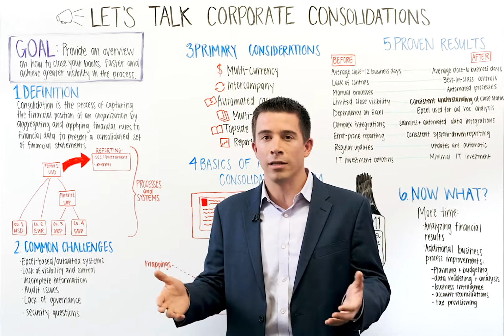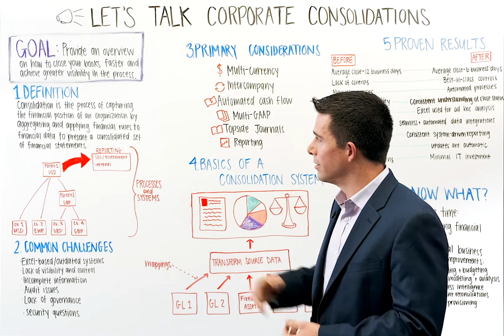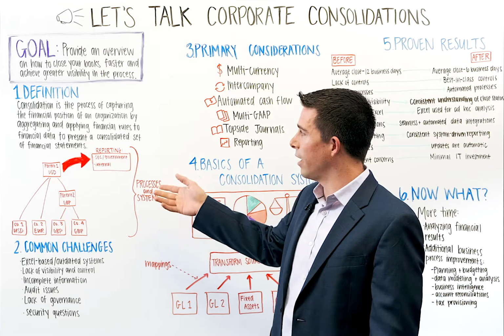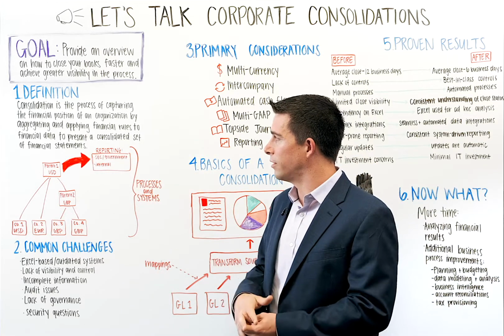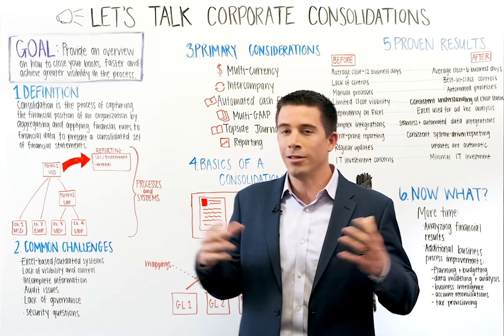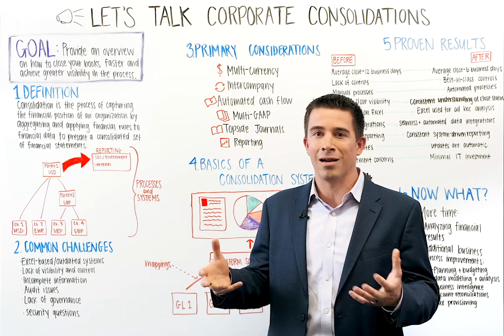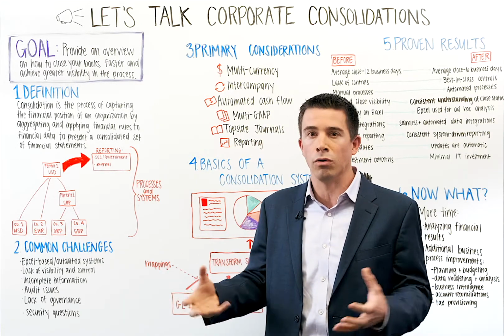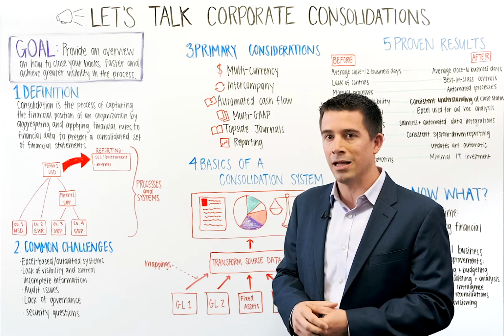So to get started, let's talk a little bit about a definition of corporate consolidations. A consolidation is the process of capturing the financial position of an organization by aggregating and applying financial rules to financial data to present a consolidated set of financial statements. Any large company has to do this. It's common practice, especially when you're dealing with a lot of subsidiaries or a lot of companies that are rolling together to produce financial statements. And we'll walk through that process end to end today.